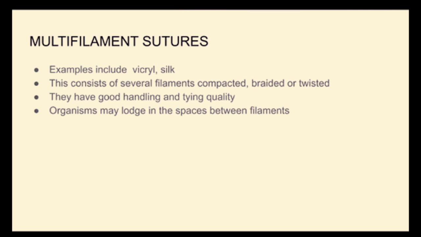For multifilament sutures, examples include Vicryl, silk. They have several filaments that are compacted, braided, or twisted to form the suture. Generally, they have good handling and tying quality. However, some organisms may lodge in the spaces between filaments and as such are predisposed to infections.